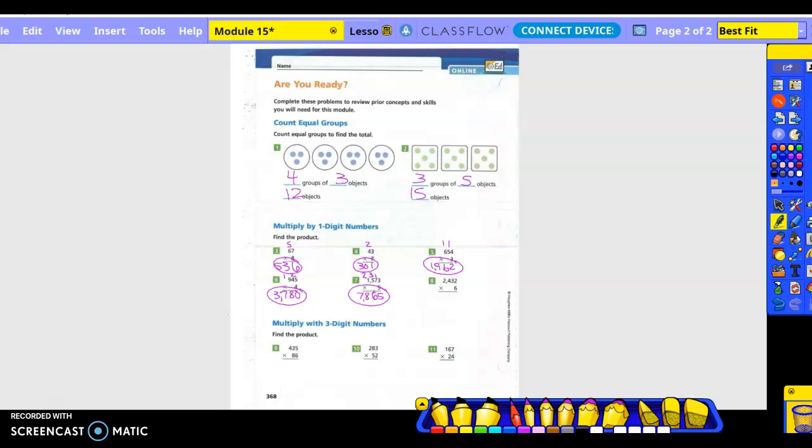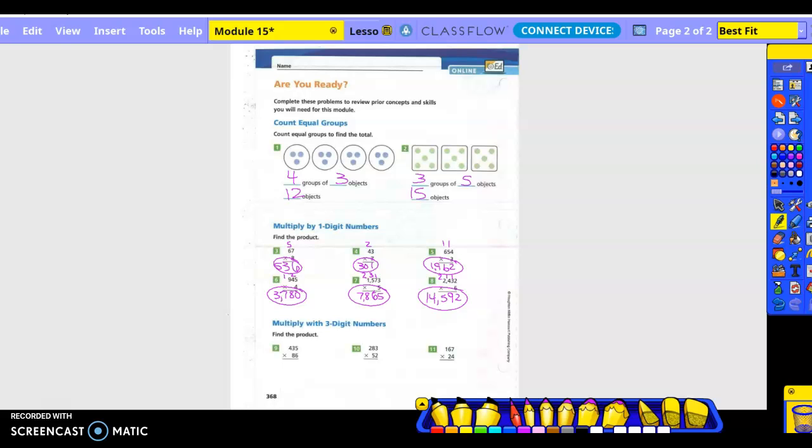Okay, 6 times 2 is 12. Put a 2. Carry the 1. 6 times 3 is 18. Plus 1 is 19. Put the 9. Carry the 1. 6 times 4 is 24. Plus 1 is 25. Put the 5. Carry the 2. 6 times 2 is 12. Plus 2 is 14. So my answer is 14,592. 6 times 5 is 30. So basically, when we have double digits, we cover up the one in the 10 spot and act like it's not there yet, right? Okay.